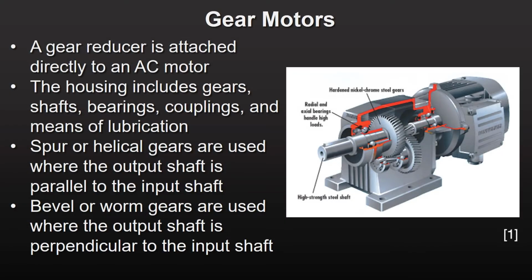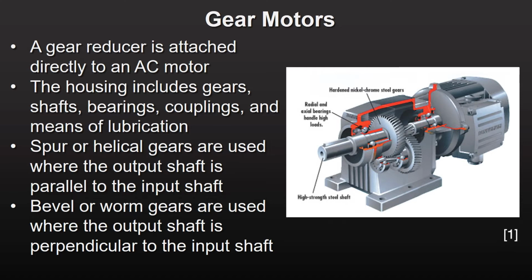In a gear motor, a mechanical gear reduction assembly is attached directly to the output shaft of an AC motor. This assembly greatly increases the torque output of the motor while slowing down the speed by the same percentage that torque is increased. Usually, there are two discrete housings, one for the motor and one for the gear reducer. The gear reduction housing includes gears, shafts, bearings, couplings, and means of lubrication.